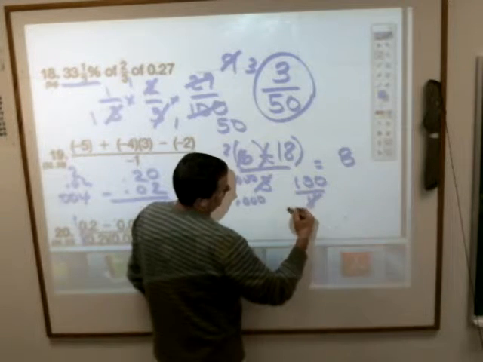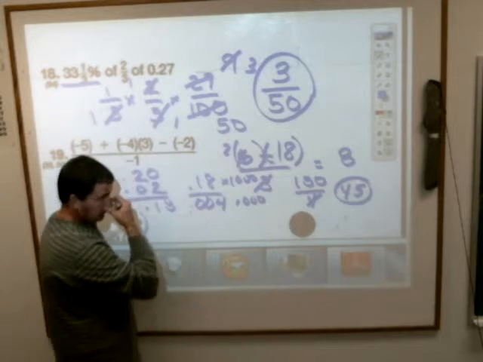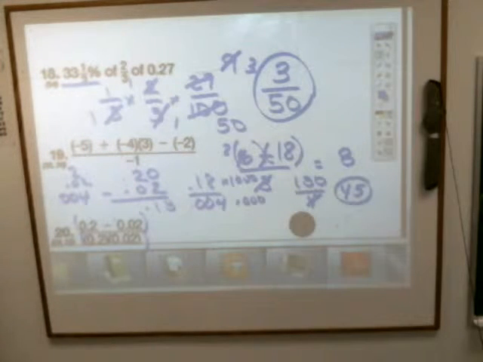Which ends up being what? 4 goes into 18 four times, 16, 45. You get that right? How many times does 4 go into 18?